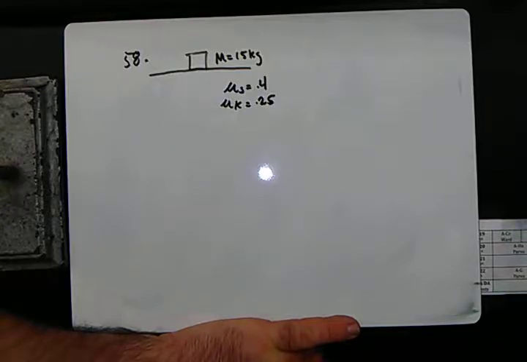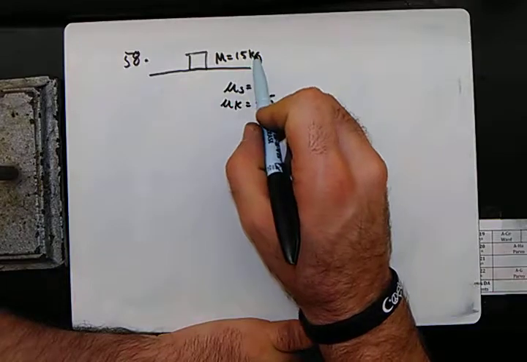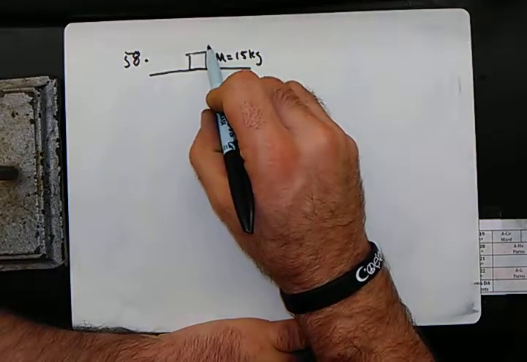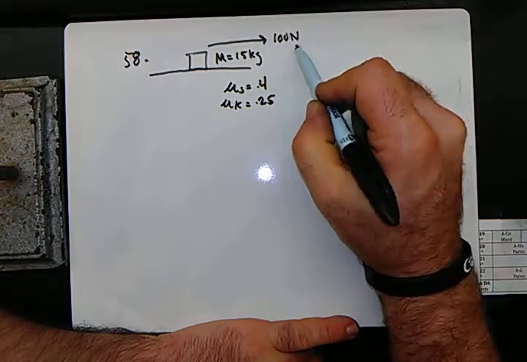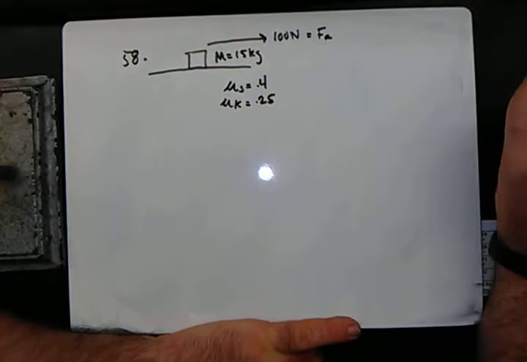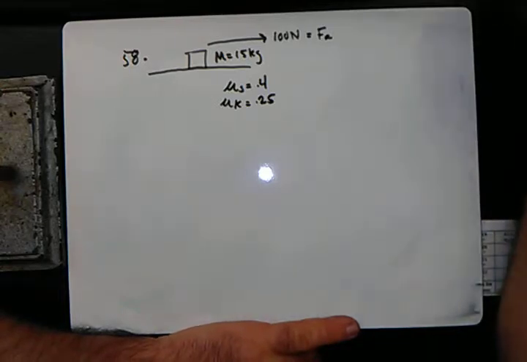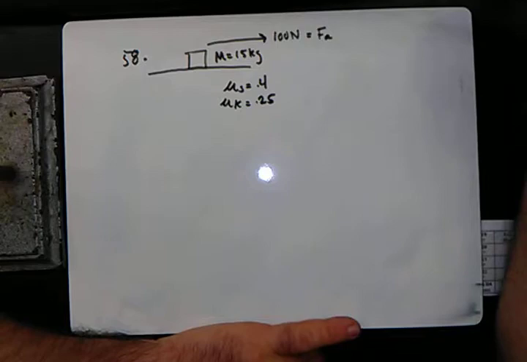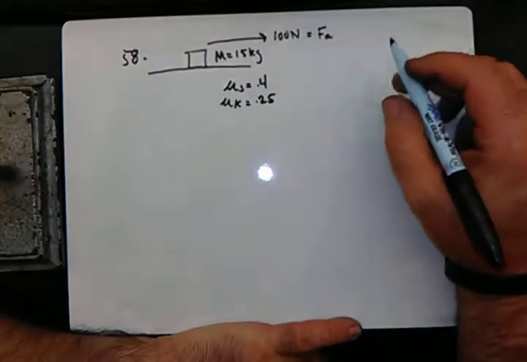And in number 58, it says a horizontal force of 100 newtons is applied to the object. Okay, and it asks you to do three things. It says draw a free body diagram, determine the force of friction, and determine the acceleration of the object. So we've got a lot of things going on here.